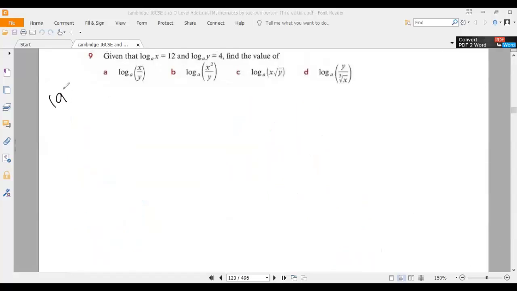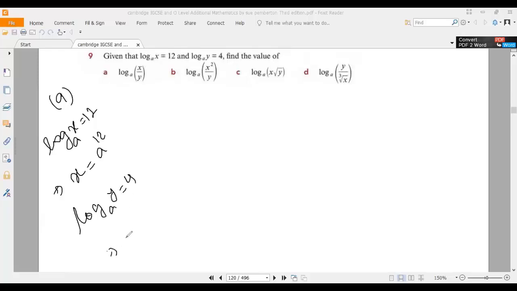Now number 9. Number 9 says, given that log base a of x equal to 12 and log base a of y equal to 4. Find the value of the following. So we need to find out the value of this one. If log base a of x equal to 12, then we can write x will be a to the power 12. And if log base a of y equal to 4, then we can write a to the power 4 will be y. So we will use this idea to solve these four problems.